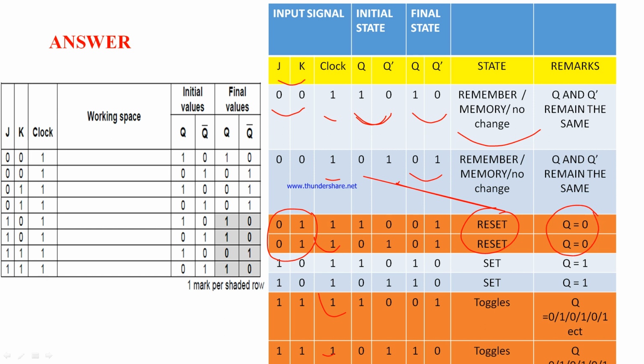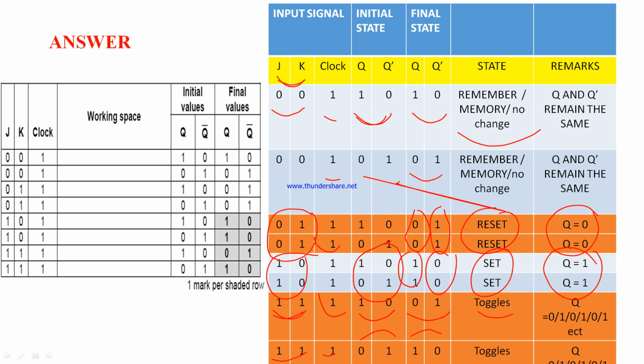Next, 0, 1, if J and K are 0, 1, means our reset state. In the reset state Q becomes 0. So in this case Q is 0. If Q is 0, Q dash will be 1. Now 1, 0 is called our set state. Set state means Q becomes 1. If Q becomes 1, then Q dash will be 0, whatever our previous value of Q and Q dash. Last state, if J and K are 1, 1, we call that a toggle state. That is, if Q and Q dash is 1, 0, it becomes 0, 1. If it is 0, 1, it becomes 1, 0.